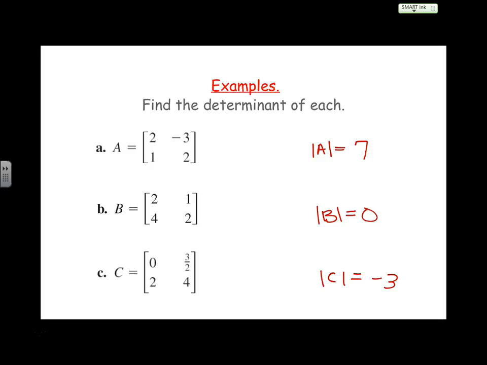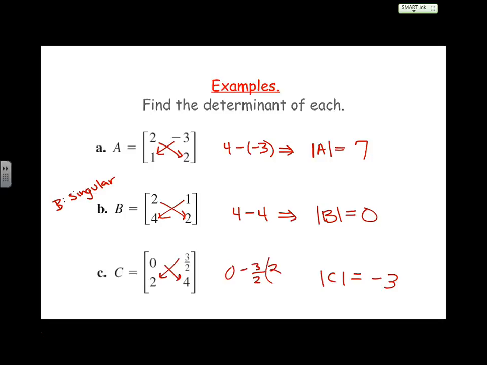Double checking your formula real fast if you can't find it. Remember, main minus opposite, right? 4 minus negative 3. Main minus opposite, 4 minus 4. Hey, what does it mean if the determinant is 0? Good. B is singular, which means B inverse does not exist. Focus on your mental math. Thanks. B inverse does not exist. Main minus opposite, 0 minus 3 halves times 2, in case you didn't do that. Mental math, remember, if it's just 2, 2 over 1, that can reduce. Are we cool? All right, let's keep going.